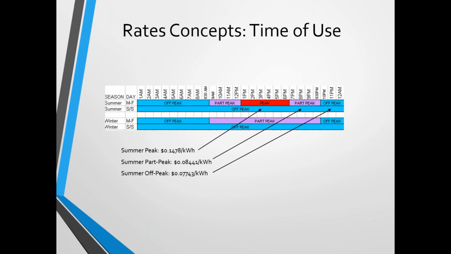In fact, I've heard that in El Paso, because of the windmills and all that, they've actually had electricity prices go negative. They actually pay you to use it because they have too much on the grid. But that would be during off-peak.